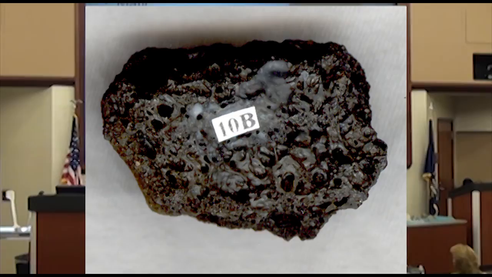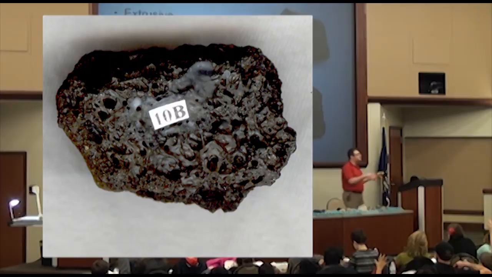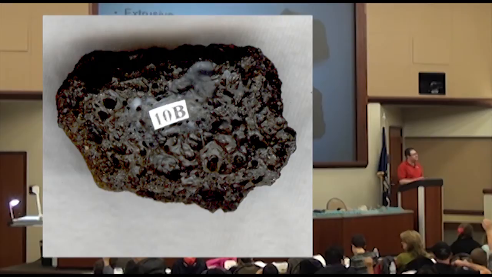Yours is blackish brown. Can somebody who has a different color tell me what theirs looks like? Blackish, okay. How about yours? Very dark brown, almost looks black. How about yours? It's black with a touch of gray and it has a lot of vesicles. Black with a touch of gray, lots of vesicles. That's a good little add-on.